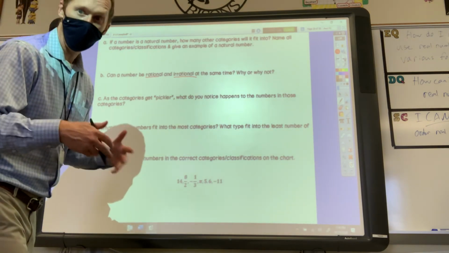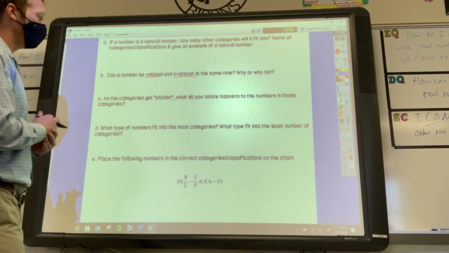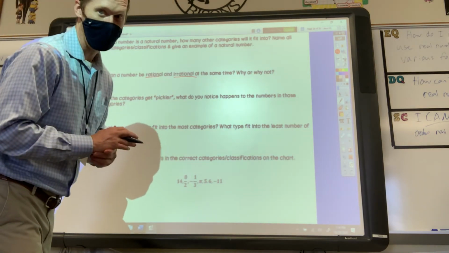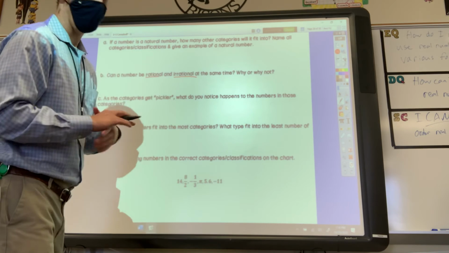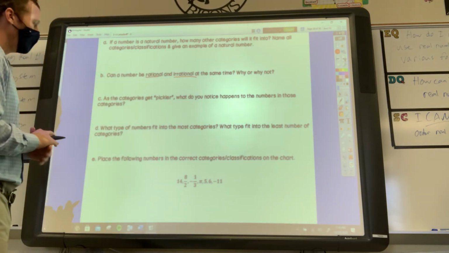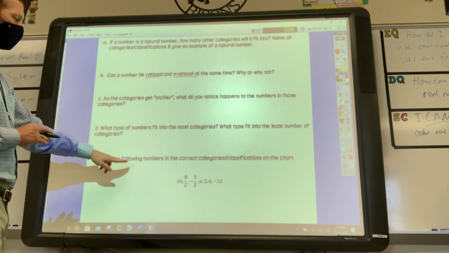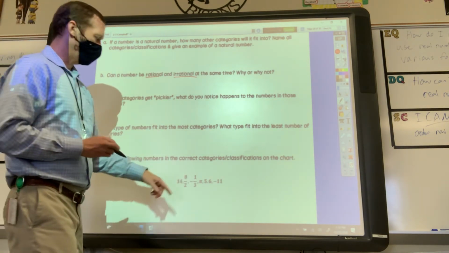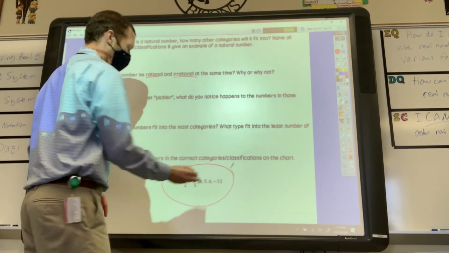Like the 1s and the 2s and the 3s, the counting numbers and stuff like that. What type fit into the least number of categories? Like the irrational numbers, the crazy ones that go off with all those decimals and stuff like that. And then right here, you've got another chart on your notes that we haven't used yet. And your job is to place these into that chart.